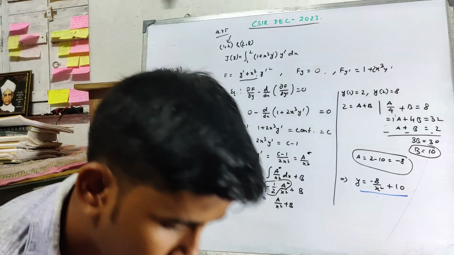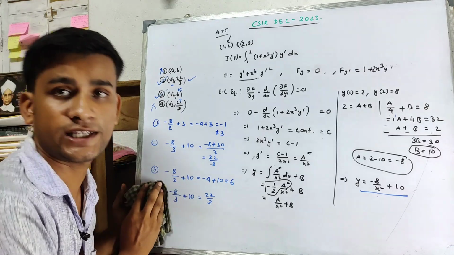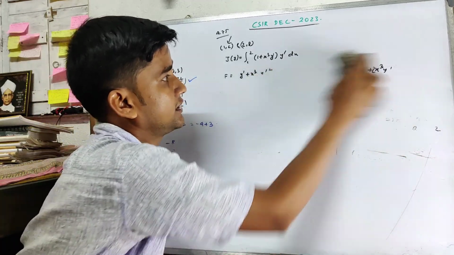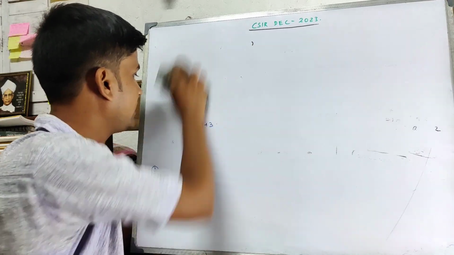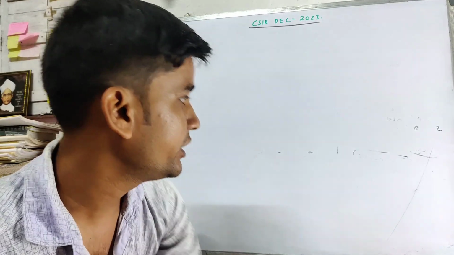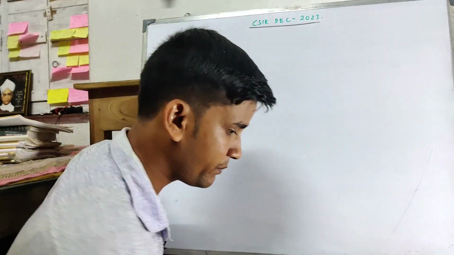So here in this problem, option B and C, that is option 2 and 3, are the correct ones. Okay, now going to the next problem. I think you all understand this. This is a very shortcut solution of the problems of calculus of variation which came in the exam paper 2023. Now the next and the last question of this paper.